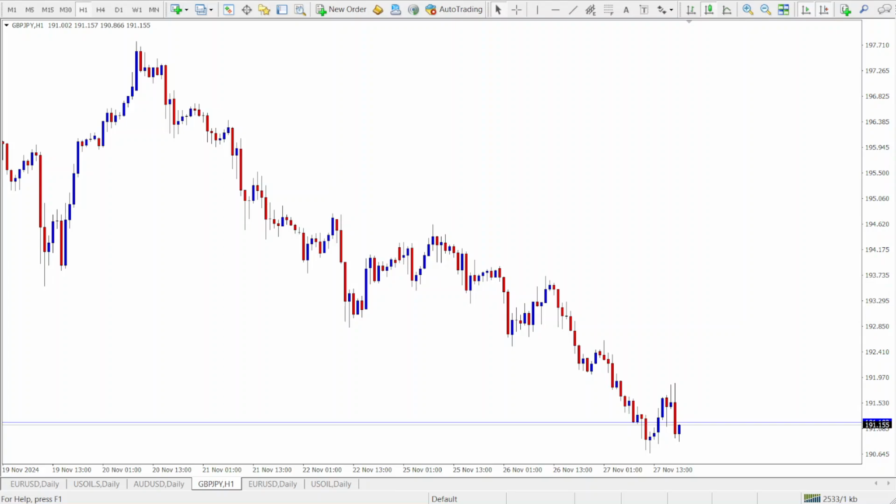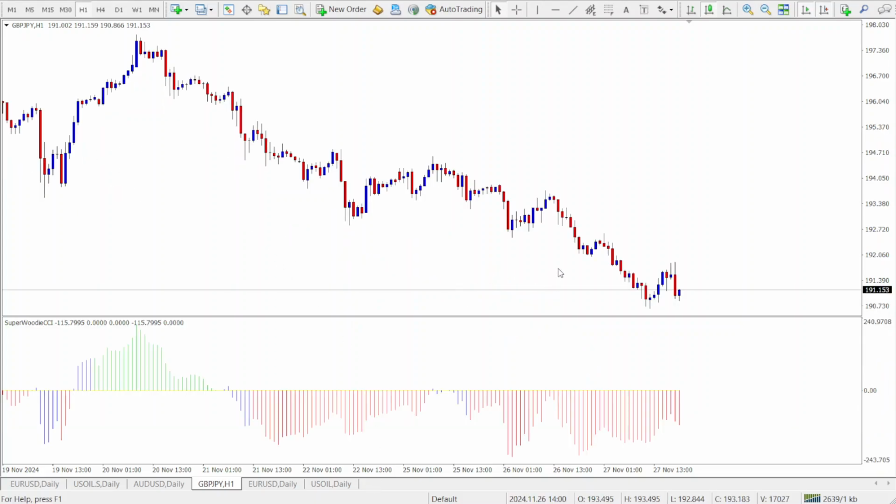In this particular video, we are going to be discussing the Super Woodie CCI Indicator. The Super Woodie CCI Indicator is an advanced indicator that enhances the standard CCI indicator. The traditional CCI indicator is enhanced by the Super Woodie CCI indicator. This Super Woodie is a custom indicator. This is how the Super Woodie indicator looks. As you can see, it is different from the traditional commodity channel index indicator.